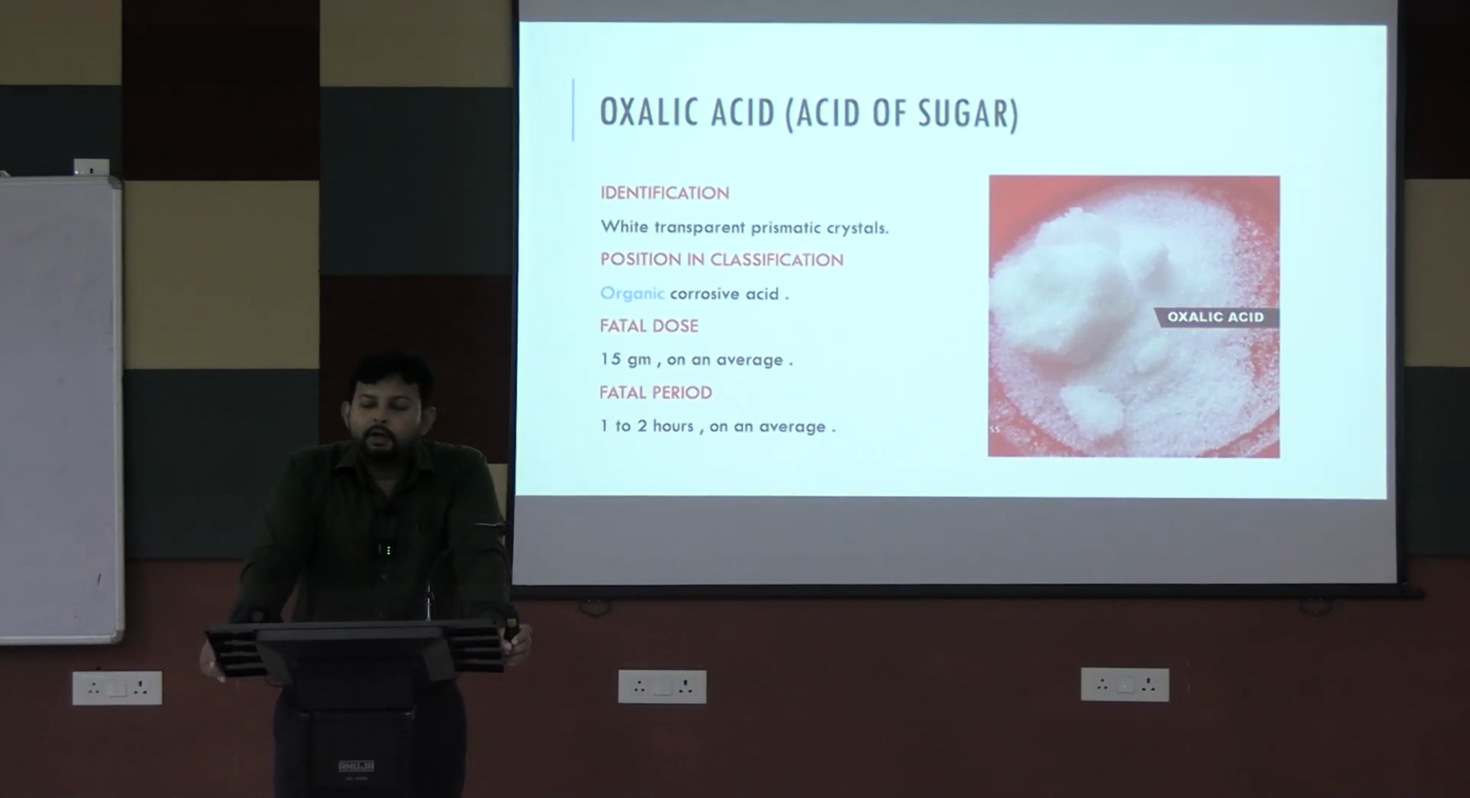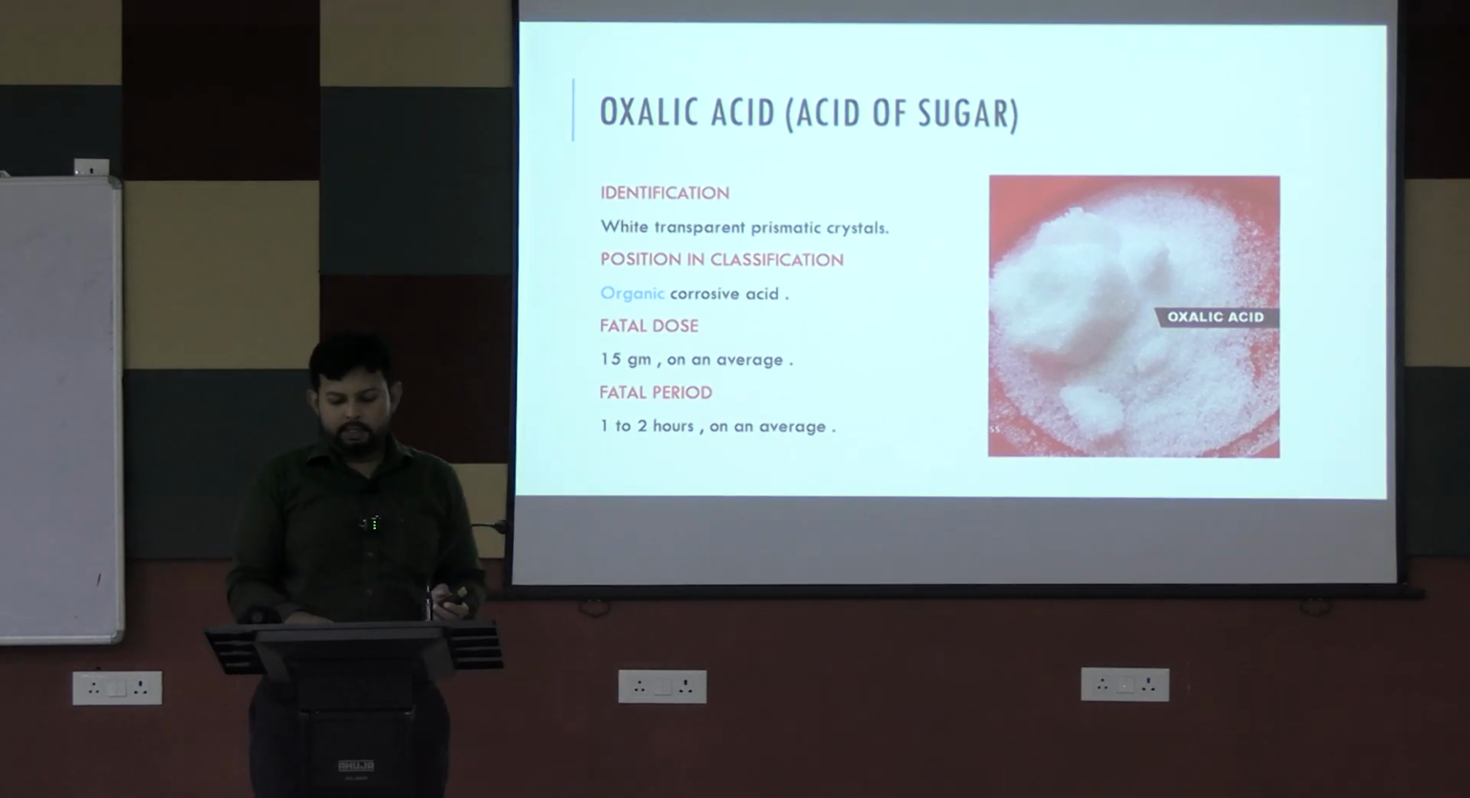So oxalic acid, also known as acid of sugar. In identification, what will you write? It is white transparent prismatic crystals. ঠিক আছে, oxalic acid is available in our department, so chances are there it will appear in exam. Okay, oxalic acid, white transparent prismatic crystal, position in classification is organic corrosive. Earlier it was mineral, now the term has changed to organic. So carbolic টাও organic হবে, oxalic টাও organic হবে. Organic corrosive acid. Fatal dose is more, about 15 gram on an average, and fatal period is less, 1 to 2 hours. So it is very dangerous.